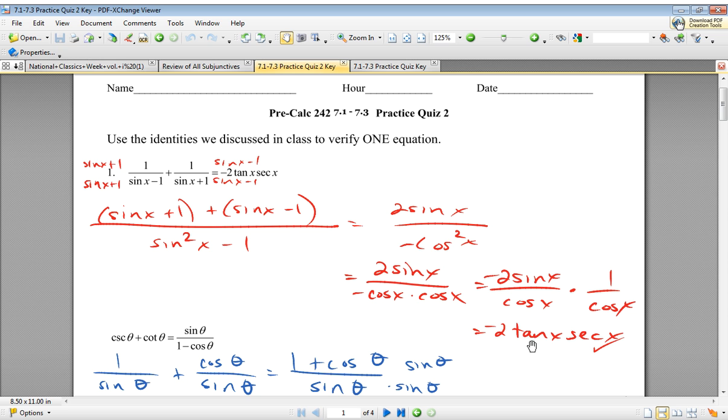Take these two together, or you could split it apart like I did. Sine over cosine is tangent. We still have the 2 from over here and the negative, we're just going to put those together. So we'll have negative 2, sine over cosine is tangent, and then 1 over cosine is secant. And that's what we were supposed to do. QED, give me something that says you are done.